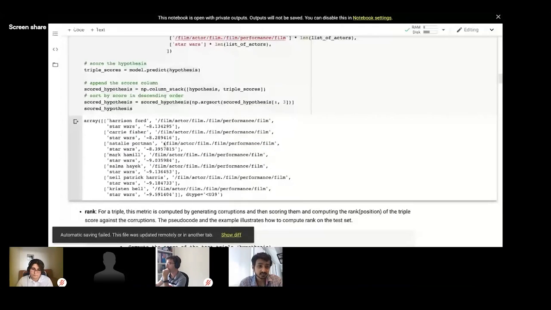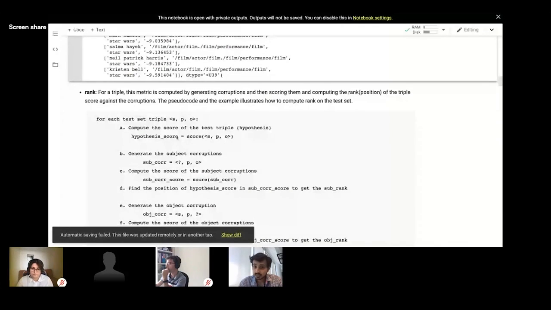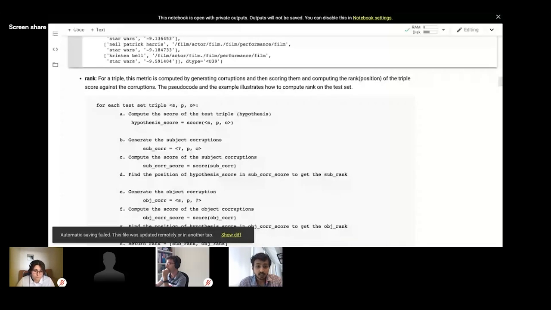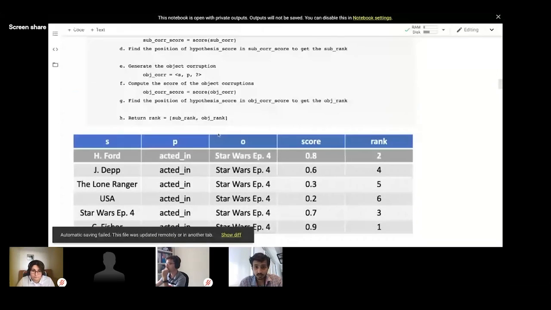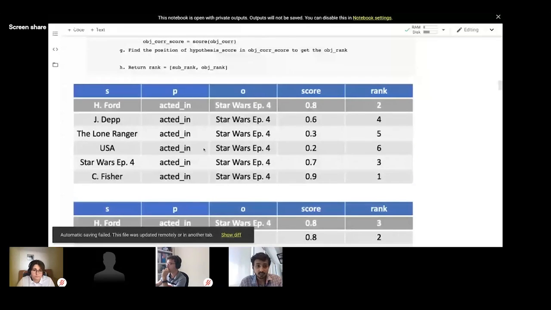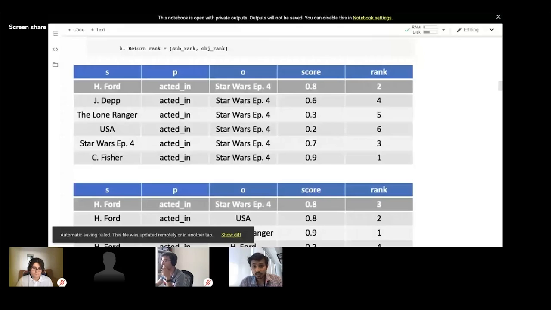The second way is ranking. Ranking is something that Luca had mentioned earlier, the ranking protocol. You can look at this pseudocode later. Just to give you a brief recap, you have a triple, Harrison Ford acted in Star Wars. You score it, and then you generate synthetic negatives using all the entities in your data set, and you score those. Once you have the scores of the negatives and your true triple, you rank it. If it gets a good rank, the model performs well. Or you can also say it's a true fact. This statement can be a true fact because it has a good rank compared to its corruptions.